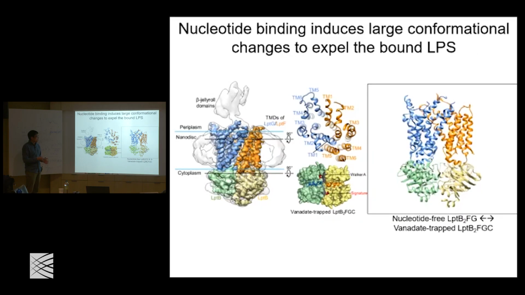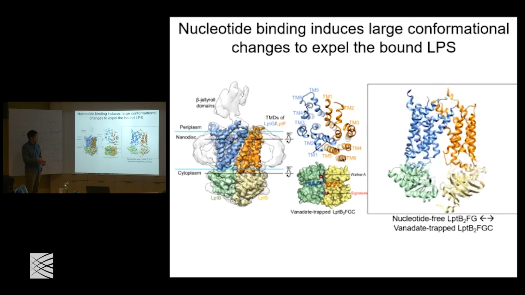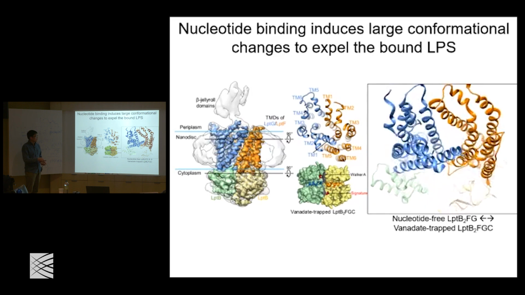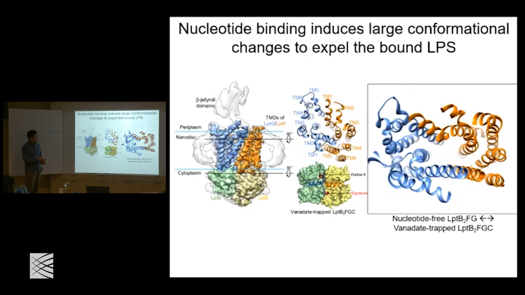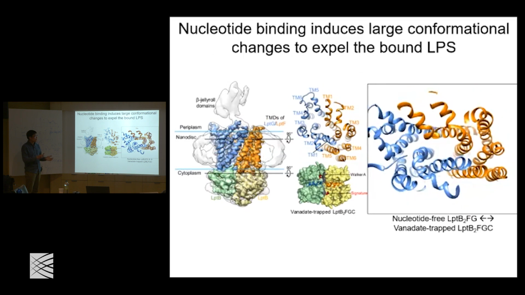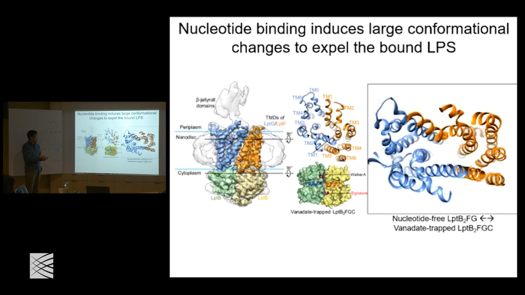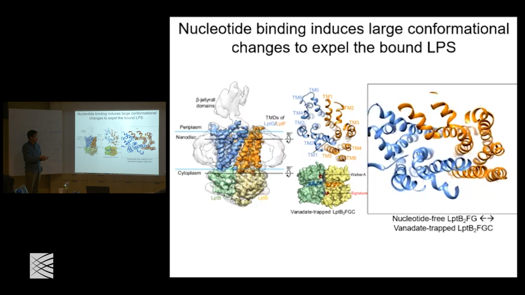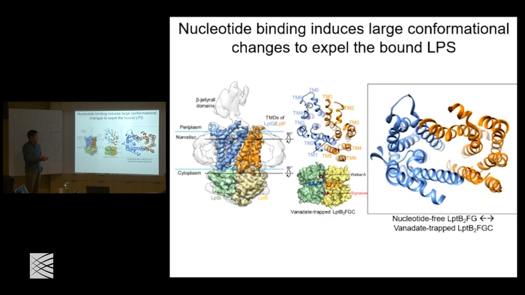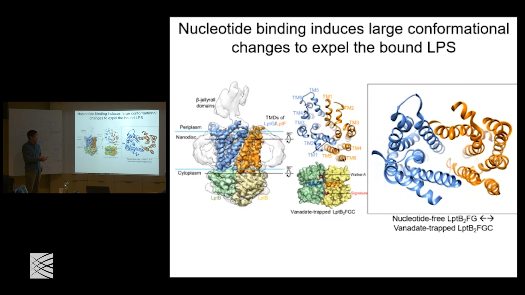Here's a morph from the nucleotide-free conformation to the vanadate-trapped conformation. The NBD conformational change will push the two transmembrane domains to slide on each other and essentially collapse onto the inner cavity. We suspect this will be the mechanism for the protein to squeeze out the bound LPS, although we are still in the process of directly visualizing that step.